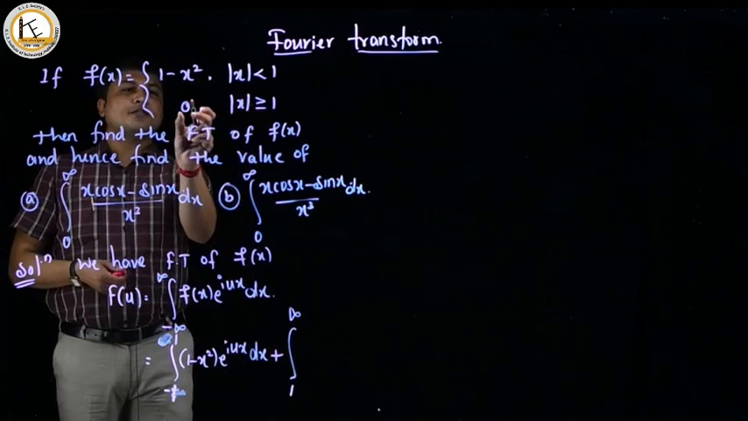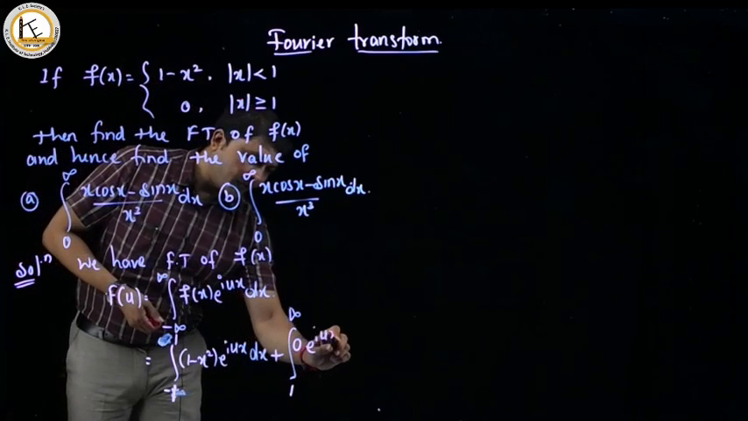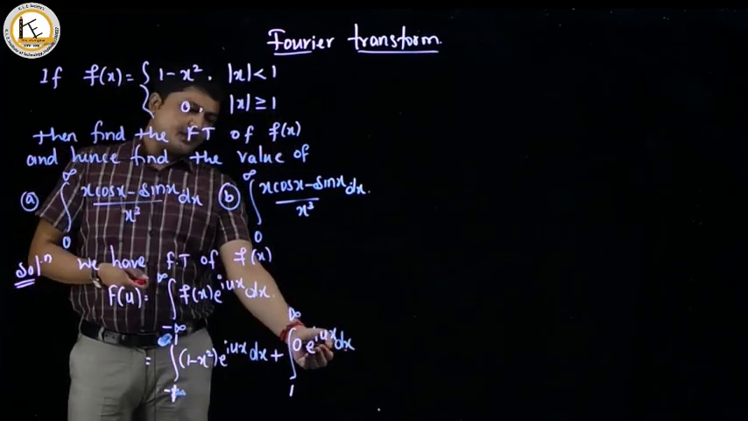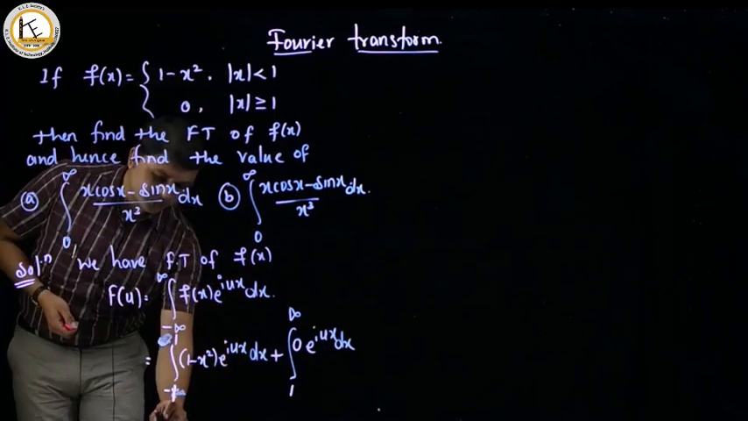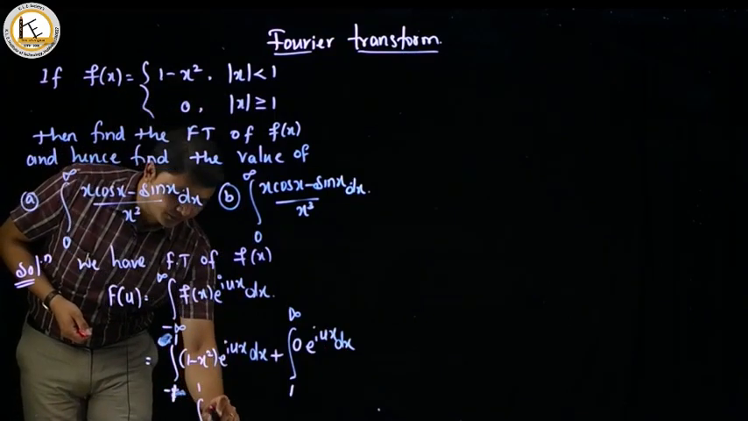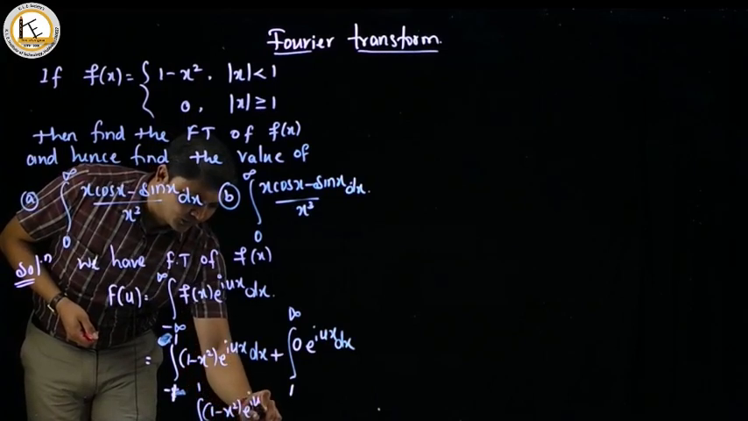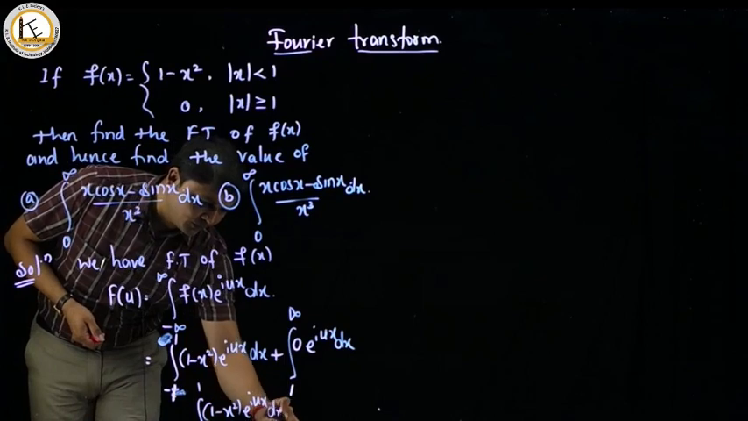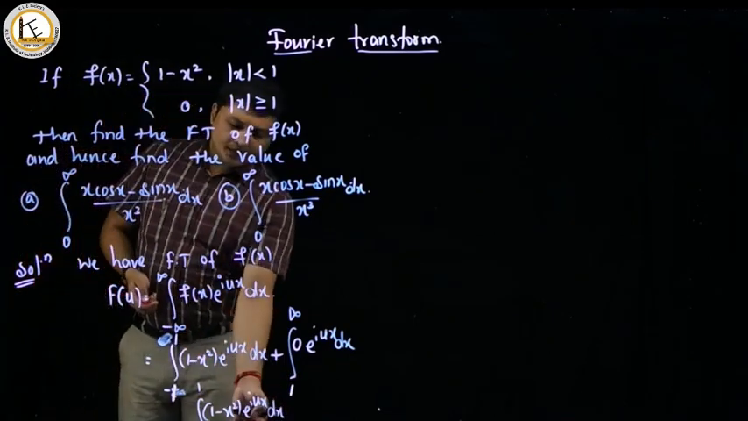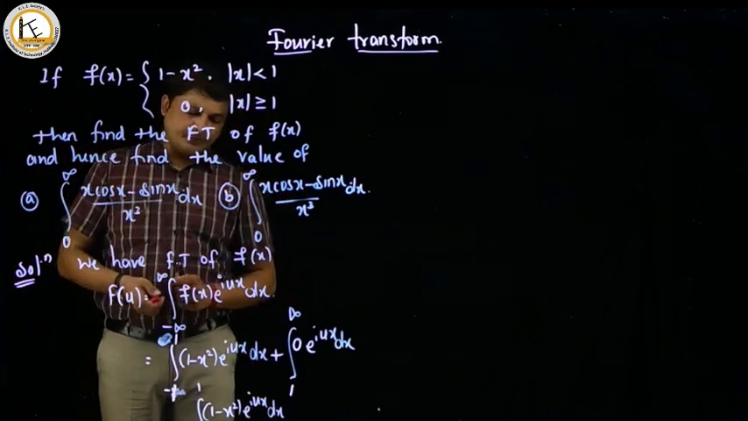In that case the function is defined as 0 into e raised to iux with respect to x, and since we know that the second term is 0, it becomes 0. So remaining is the integral from minus 1 to plus 1 of 1 minus x square into e raised to iux with respect to x. So now we need to evaluate this integral between minus 1 and plus 1.